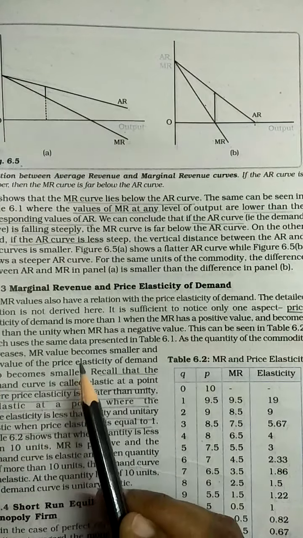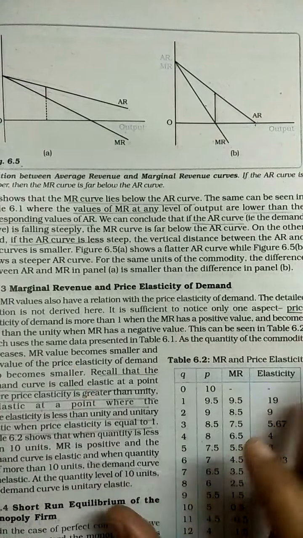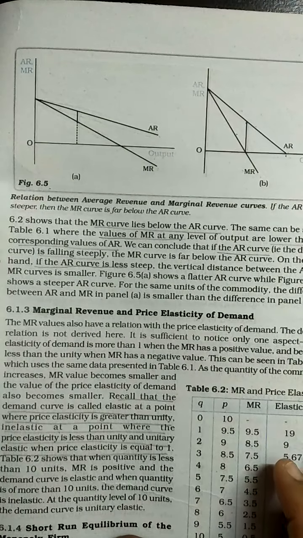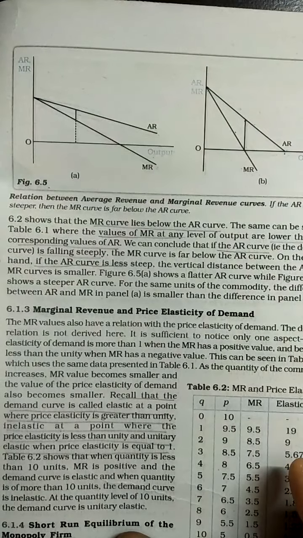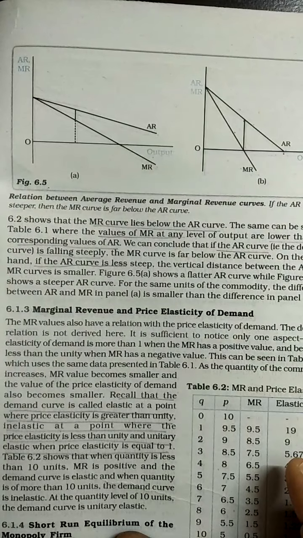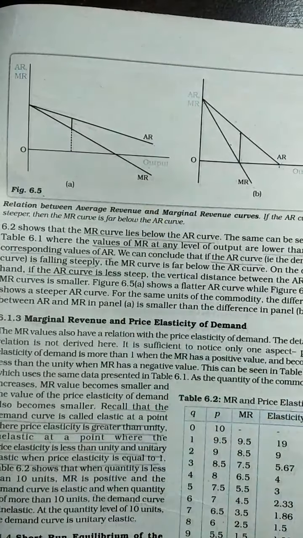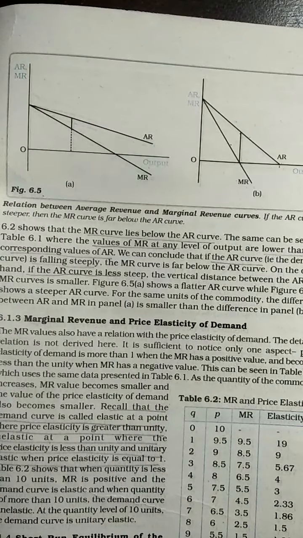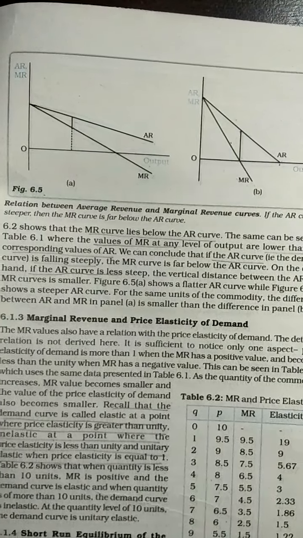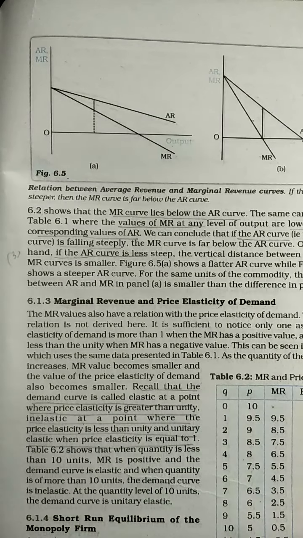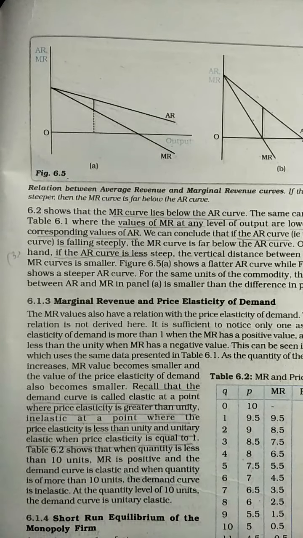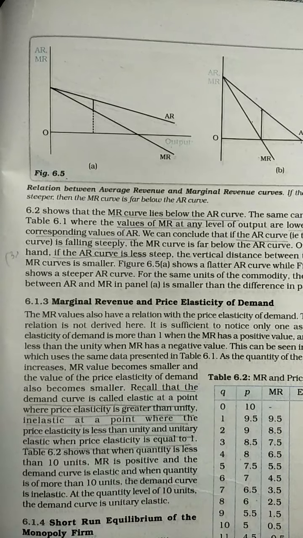So this relationship that we have to study. The first point is, when marginal revenue has a positive value, price elasticity is always greater than 1. And when marginal revenue is negative, in this portion, the price elasticity of demand would always be less than 1. These are the two important points, not a difference, sorry, the relationship between marginal revenue and price elasticity of demand.